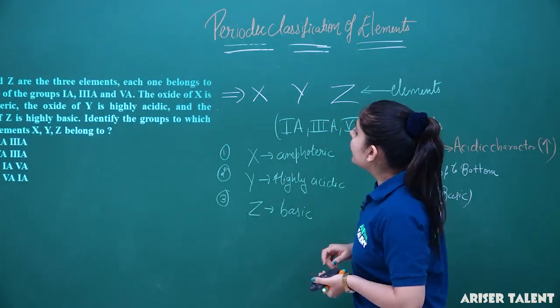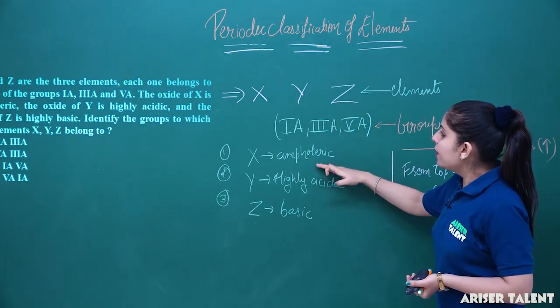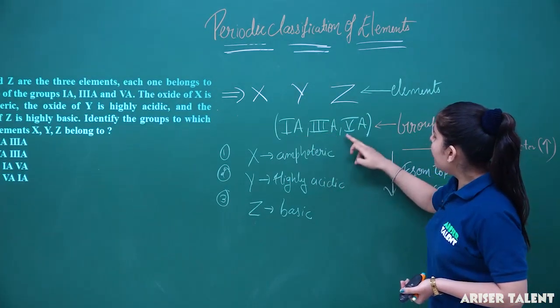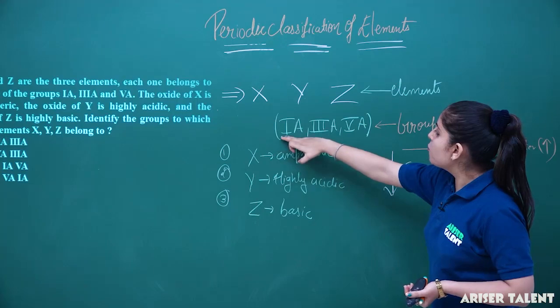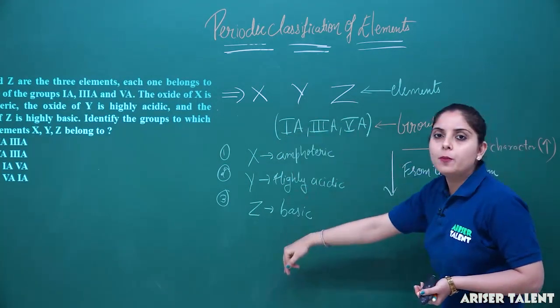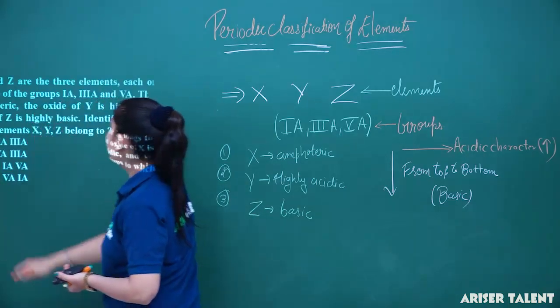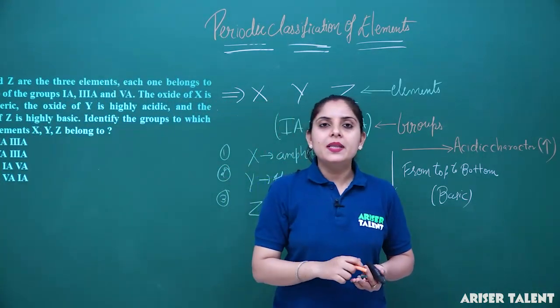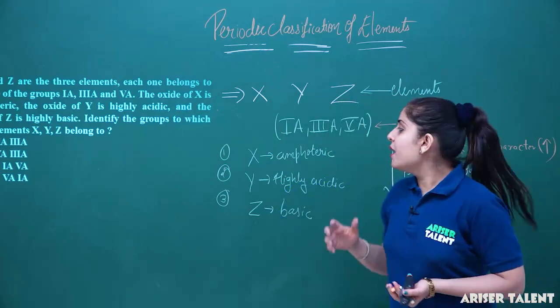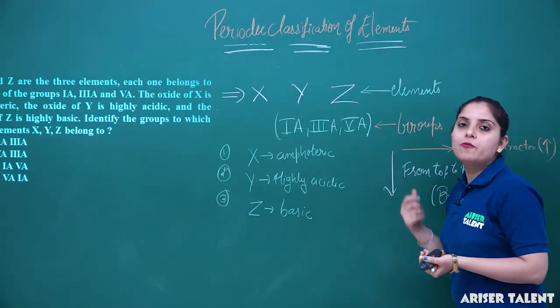So the correct option here will be 3A, 1A and 5A, because the first period is more acidic as we are going from top to bottom. So the correct answer here will be 3A, 5A and 1A. This will be the correct option for having a highly acidic, highly basic or amphoteric nature.